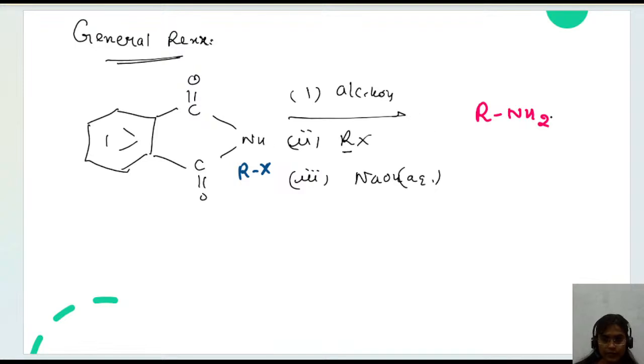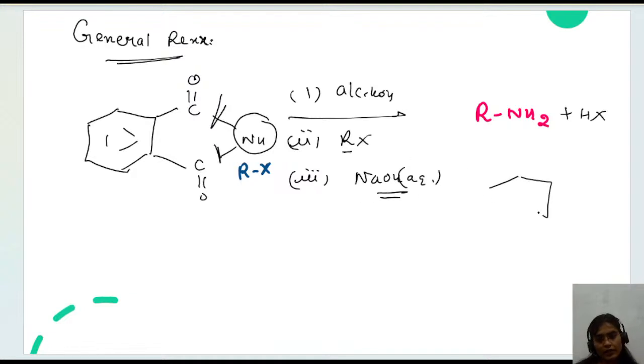And one is this HX, that acid. Since we are just consuming this, this bond and this bond are open now. And because we are using aqueous medium, what is happening? Hydrolysis kind of thing. So we end up with this.